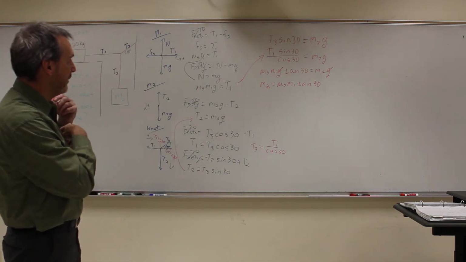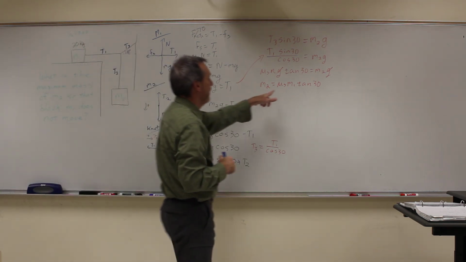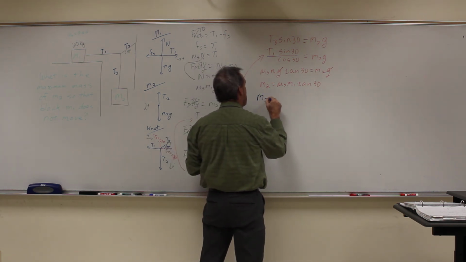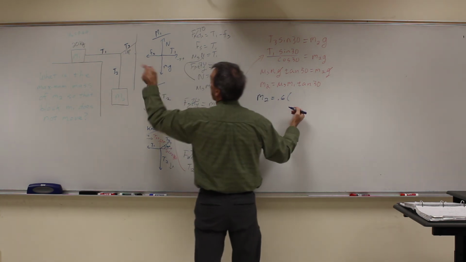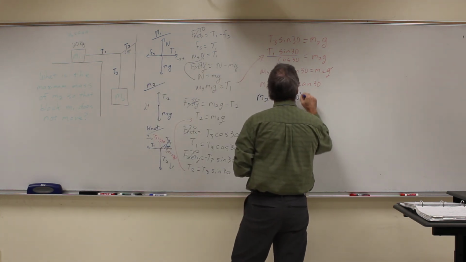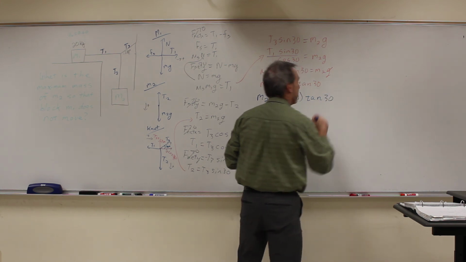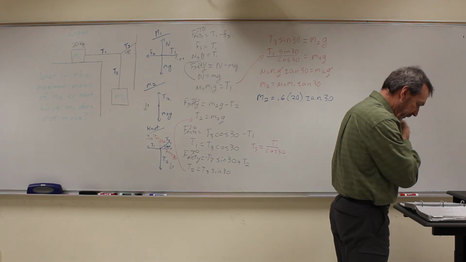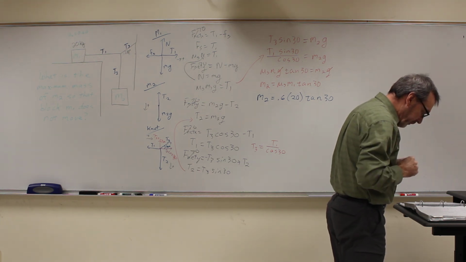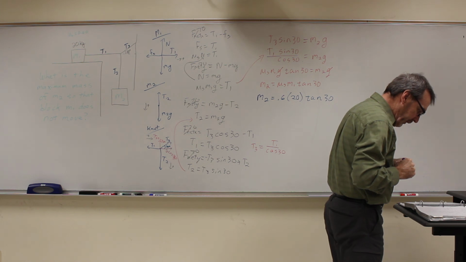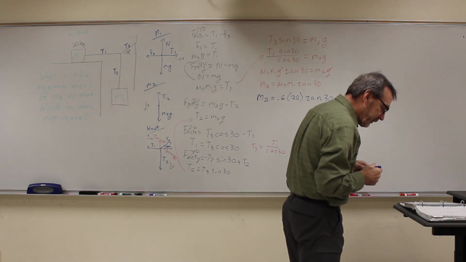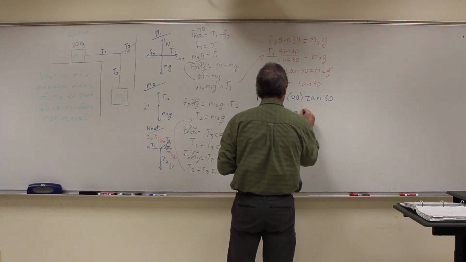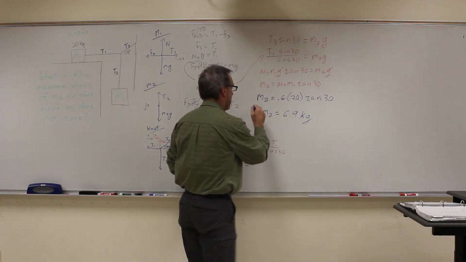And that will be my solution because I know this, I know this, I know this, I can solve for M2. So M2 is going to be equal to 0.6 times 20 times the tangent of 30 degrees. And when I plug all that in, I get M2, I get 6.9 kilograms. And that's your answer.